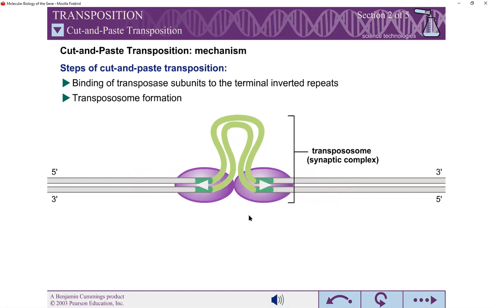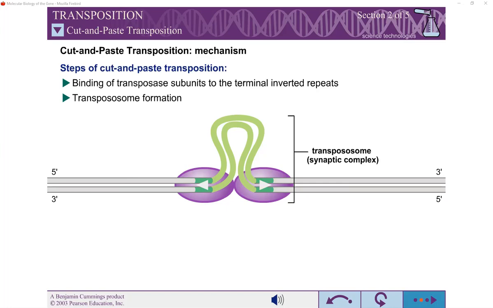This leads to the formation of a complex that is referred to as the transpososome, or also the synaptic complex. It is in this complex that the cleavage of the DNA is going to take place. It functions to ensure that the DNA cleavage and joining reactions occur simultaneously on both ends of the transposon, and also protects the DNA ends from cellular enzymes during transposition. So here, the ends of the DNA are protected from the cellular enzymes so that they do not degrade the ends of the DNA molecule, and these ends are now effectively protected.